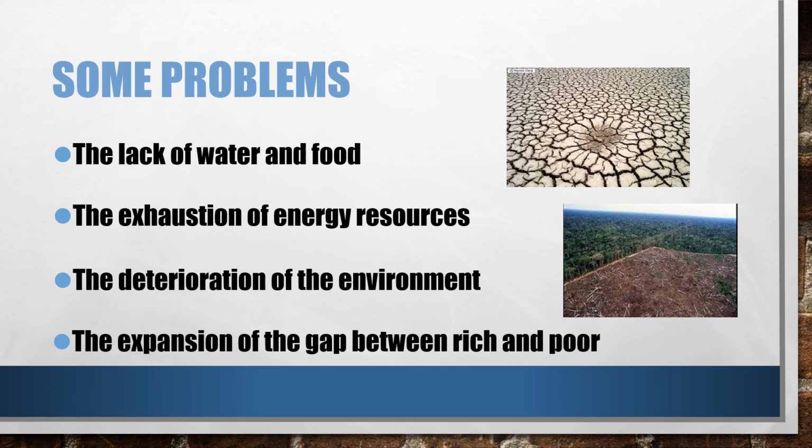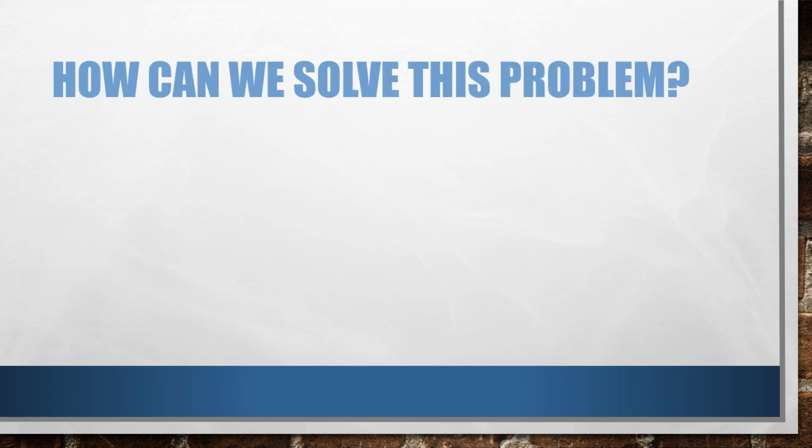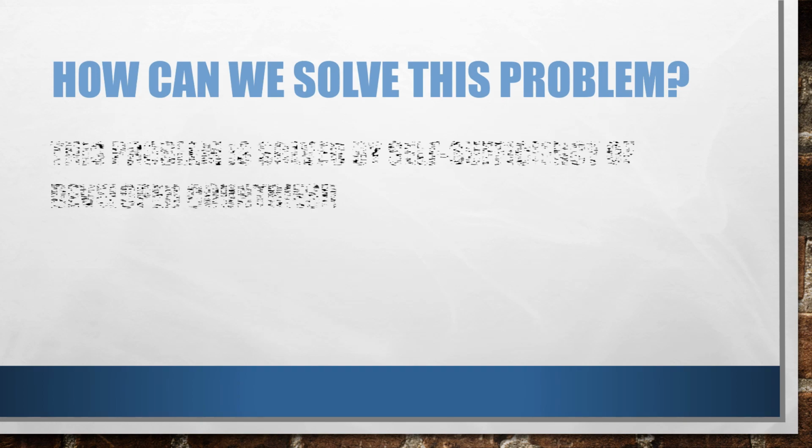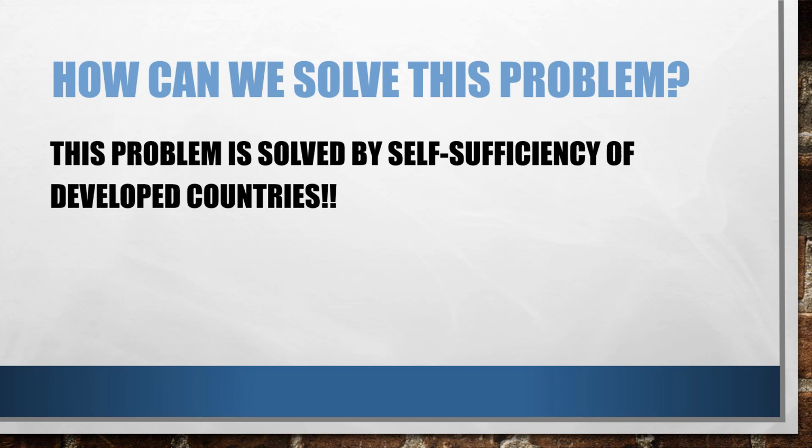If you leave the population increase like this, four new problems will arise. So, how can we solve this problem? We believe that promoting self-sufficiency in developed countries will lead to a resolution. Because in a self-sufficient society, the population does not increase too much and is stable.